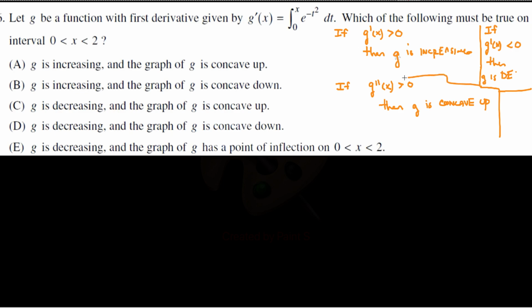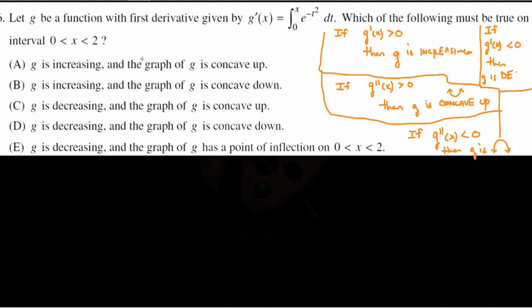So let's use these 4 facts to answer this question, because it's talking about increasing and concavity, and these are the things we're going to use here. The last one, which is very intuitive from the first one, is that if the second derivative is less than 0, then g is concave down. And I'll draw what concave down even looks like. That's concave down, this is concave up, right? Okay.